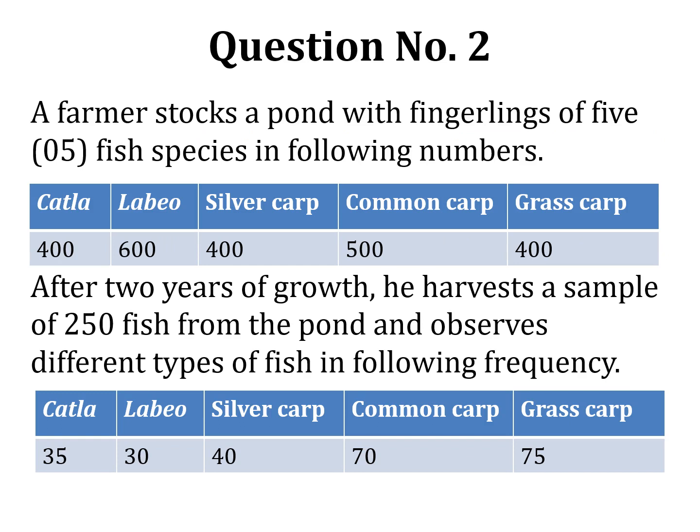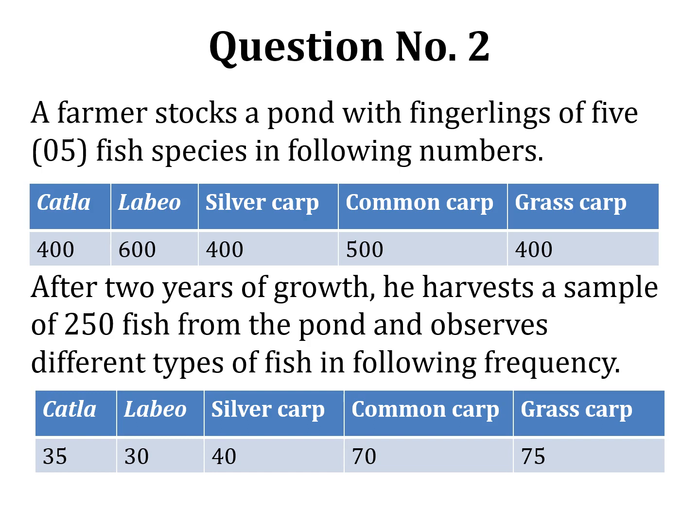So this is question number 2 for today for the chi-square exercises. This question number 2 is a similar example as the previous one. A farmer stocks a pond with fingerlings of 5 fish species in the following numbers: 400 for catla, 600 for labio, 400 for silver carp, 500 for common carp, and 400 for grass carp.